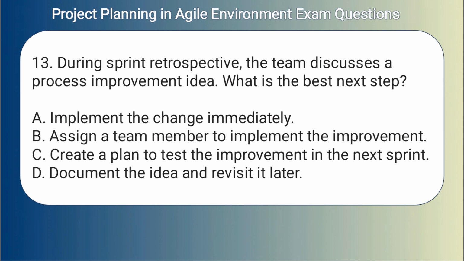13. During sprint retrospective, the team discusses a process improvement idea. What is the best next step? A. Implement the change immediately. B. Assign a team member to implement the improvement. C. Create a plan to test the improvement in the next sprint. D. Document the idea and revisit it later.